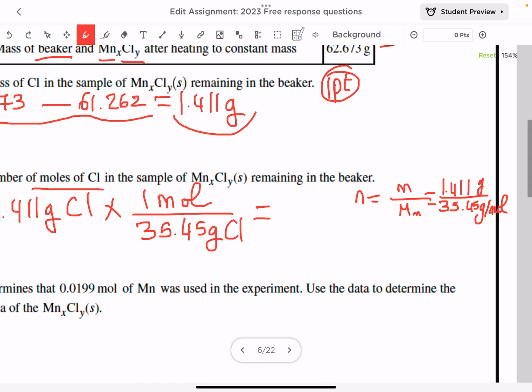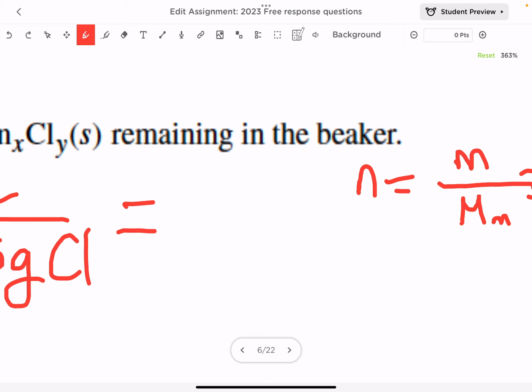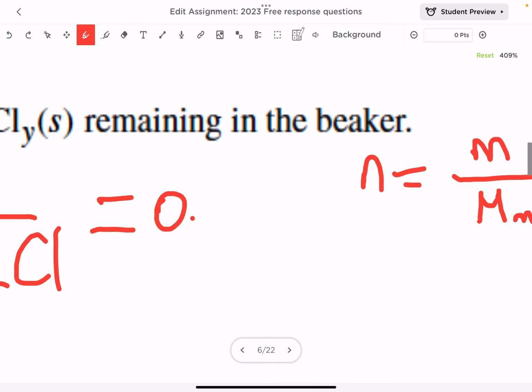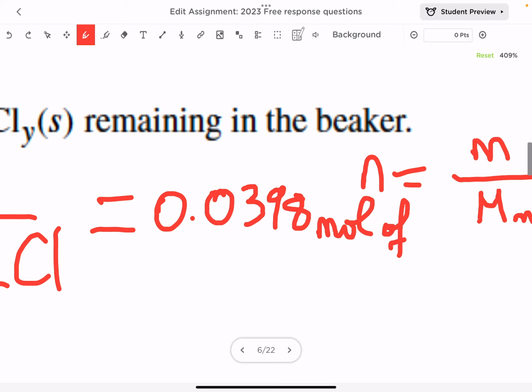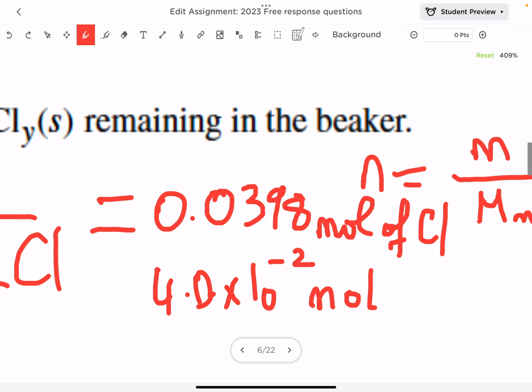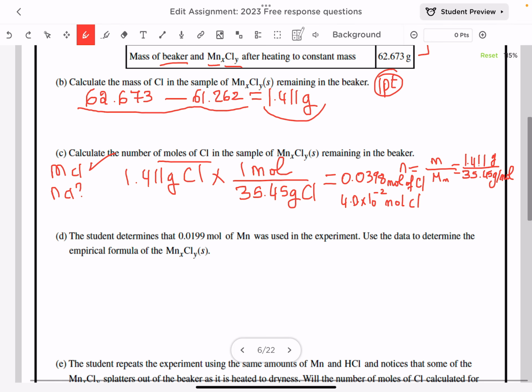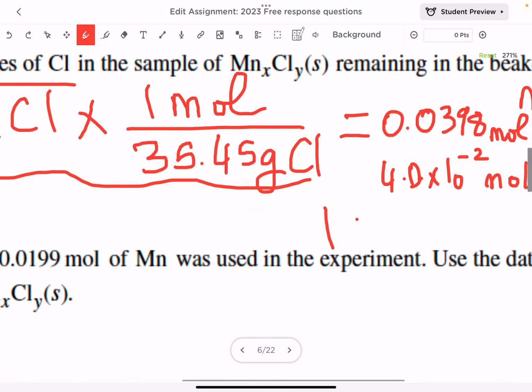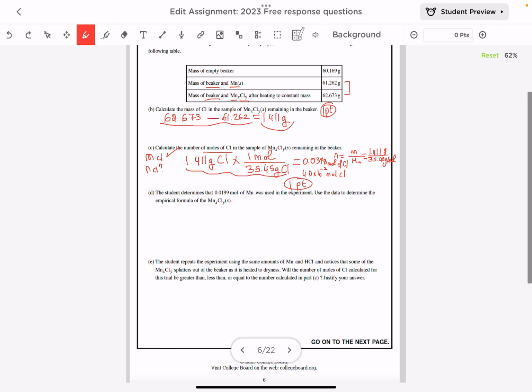So now the final answer is 0.398 moles of Cl. You can write your answer like this. You don't have to follow the significant figures. Even if you write it 4.0 times 10 to the power negative 2, it will still be considered right. You will earn the full mark. So work is shown and the answer is correct. That's 1 full point over this part.